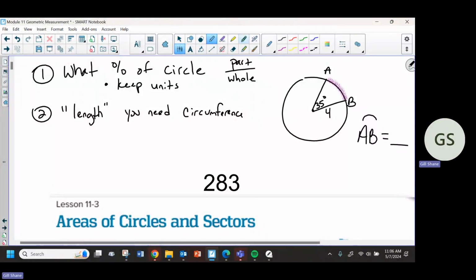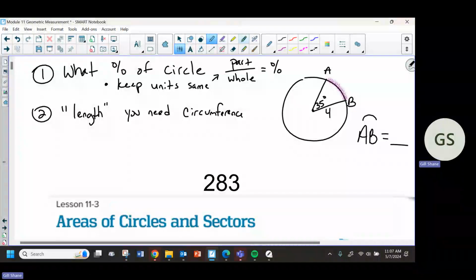You could get a problem in radians on the EOC. I think we saw one in the book where it was in radians already. So keep the units the same when you're doing that percentage. Part divided by whole equals the percentage, and it'll be in decimal form, so you'd have to change it into a percentage format.